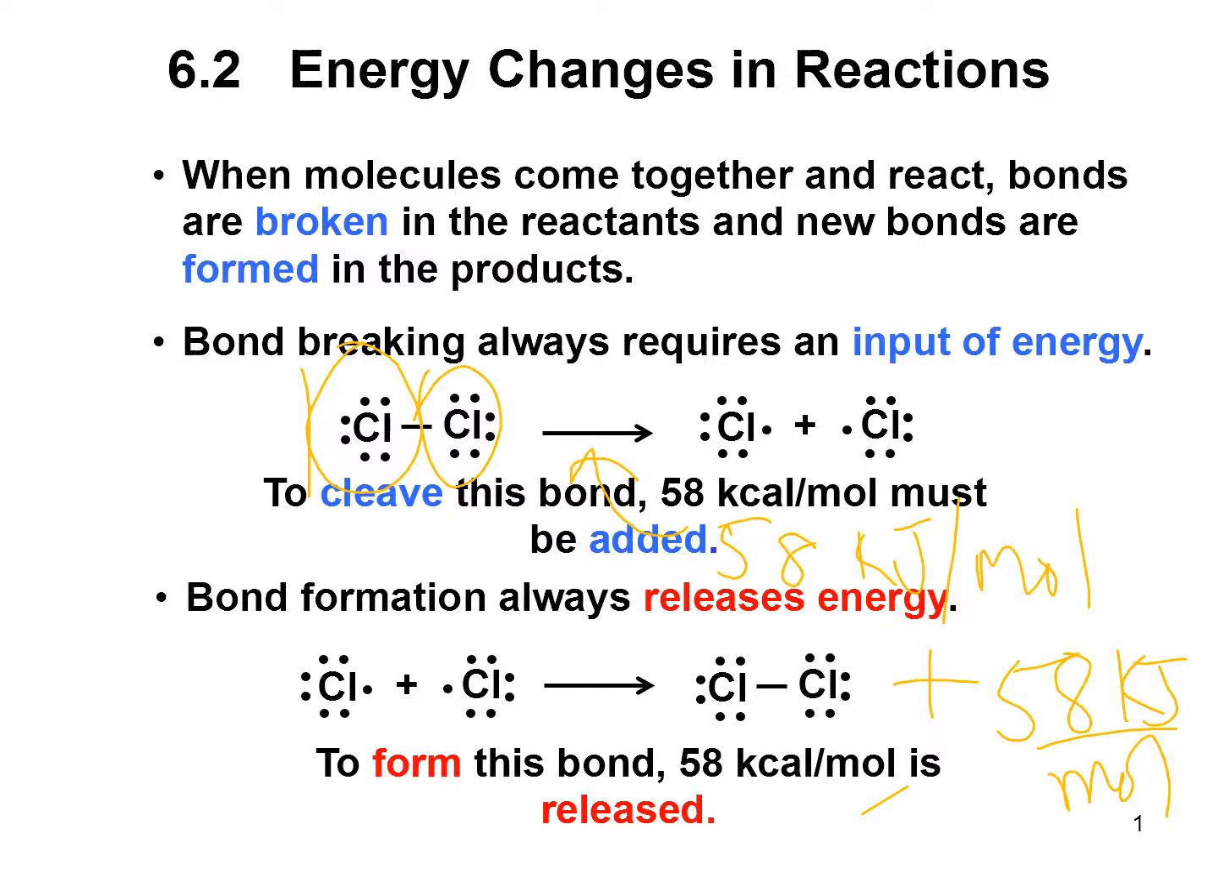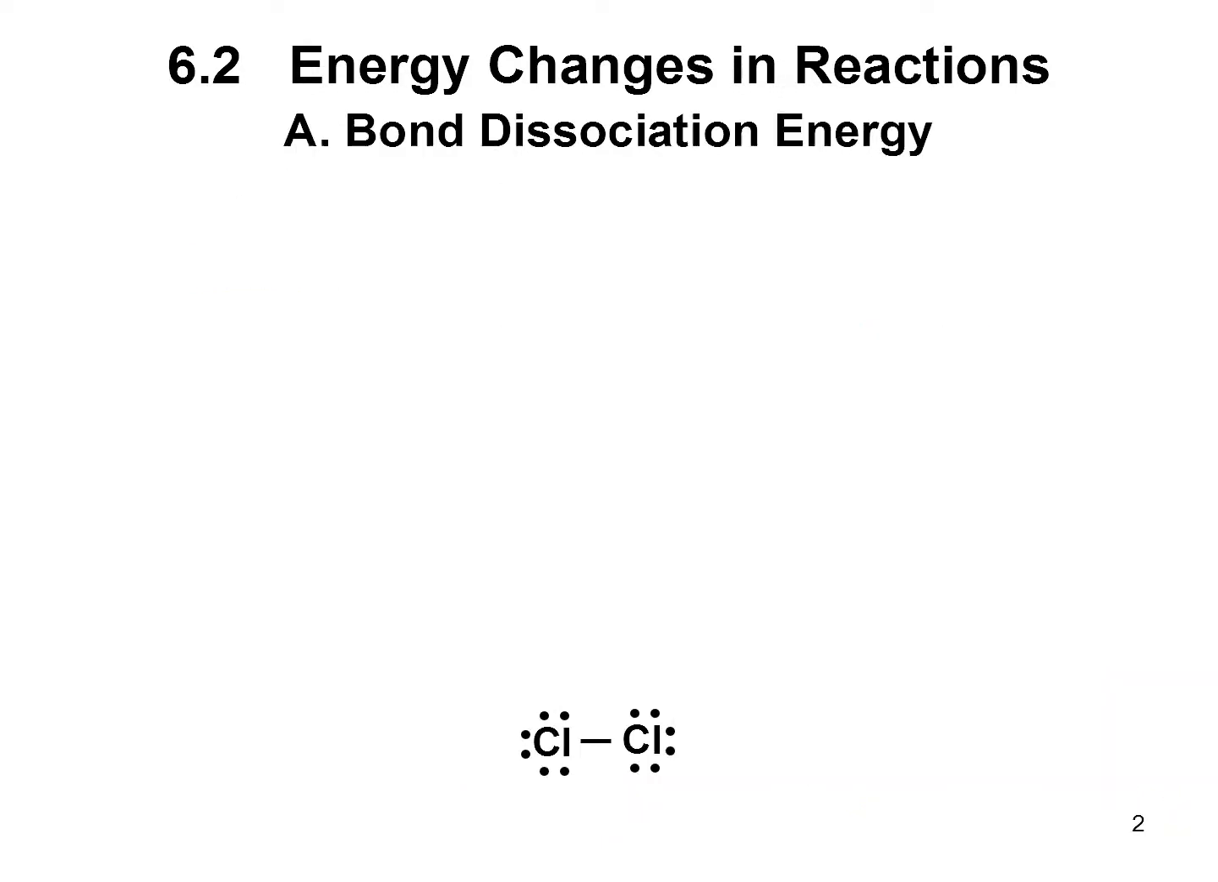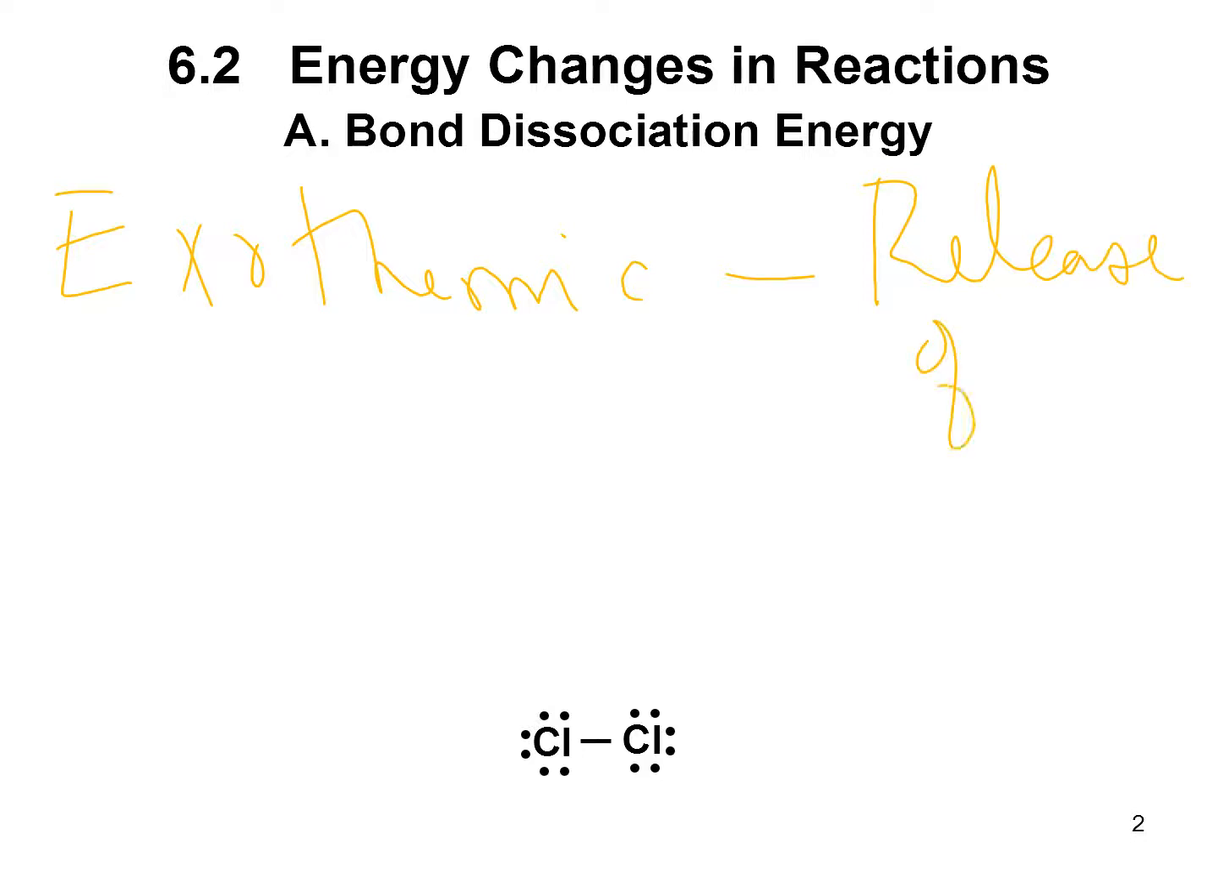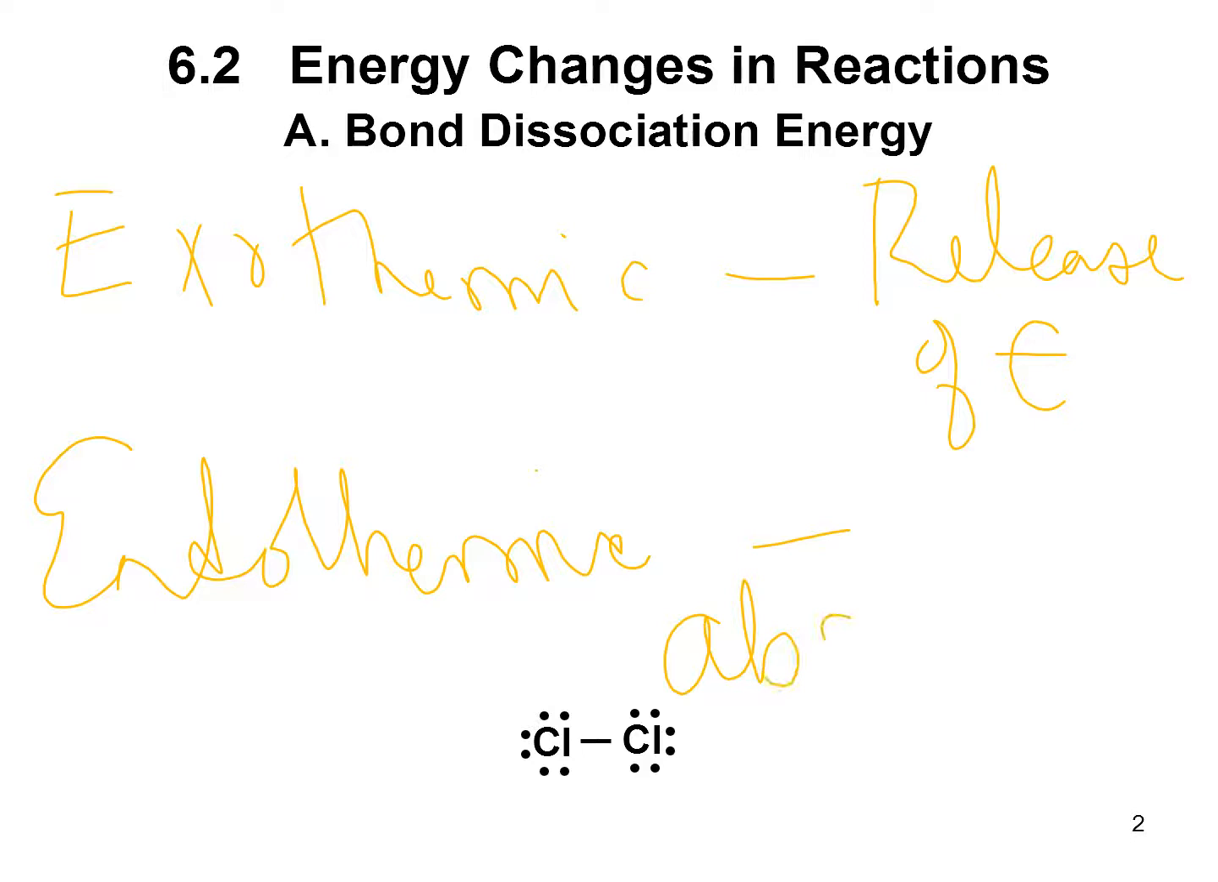When energy is absorbed, the reaction is called an endothermic reaction. When the energy is released, that reaction is called exothermic. Exothermic is when you have release of energy. Endothermic is when you have uptake of energy, or absorption of energy.